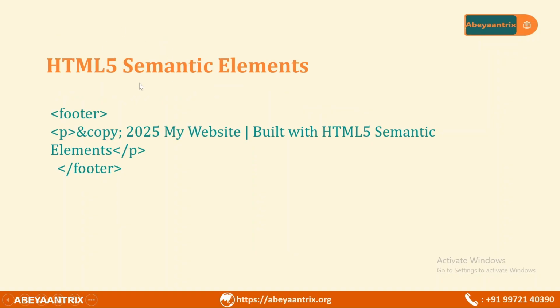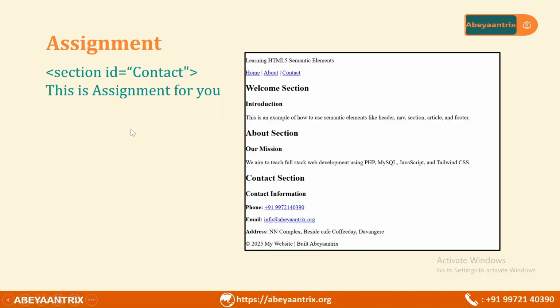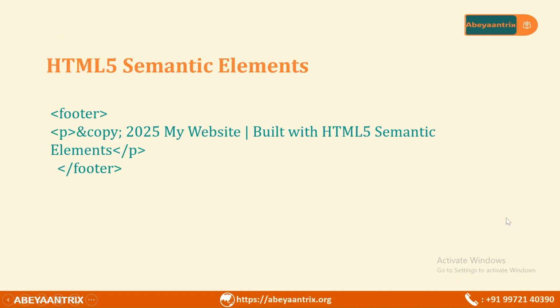So next HTML5 semantic element is footer. So the footer part will look like this. You can see lastly, 2025 my website built by Abhiyantriks. So this is from the footer. So this we defined in the footer part. Every semantic element describes what they are going to explain, what they are going to display to the user. Okay, so this is about semantic elements.